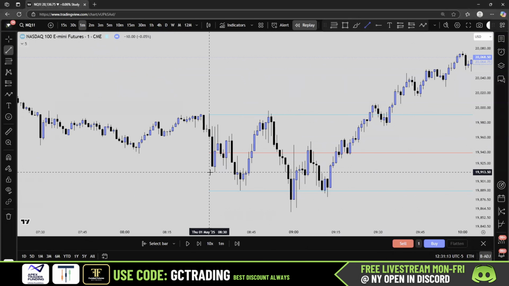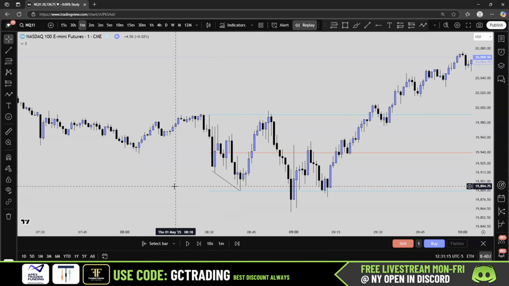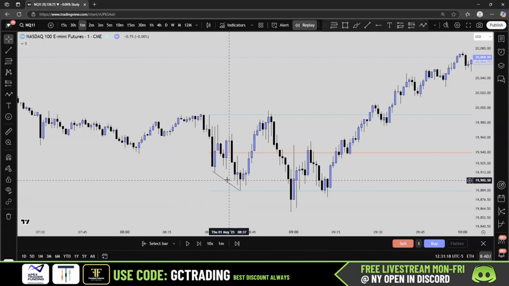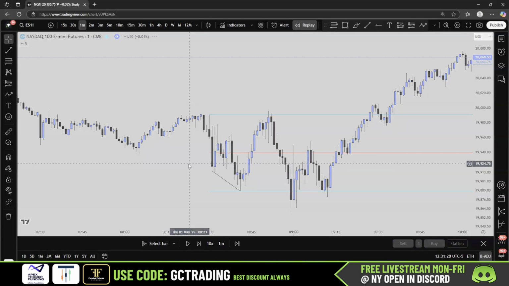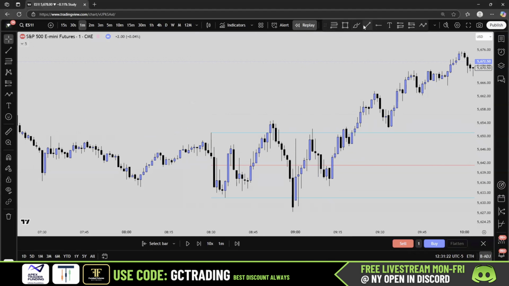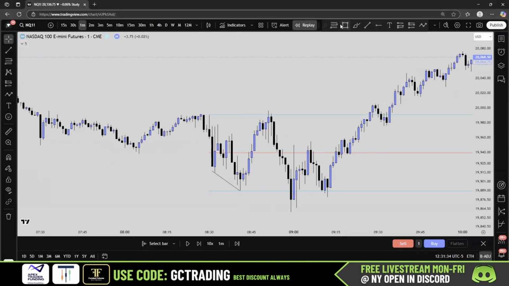So there's the divergence right there with NQ. See how we're making a lower low, right? And then if we go to ES here, you can see we have a higher low, right? So that right there, right there's your SMT. So I did take this play on NQ, not ES. So right there, there's your inversion. And I don't always need SMT for my entry. Okay, it's just a bonus. It gives me more confirmation. But yeah, let's go look at some more trades.